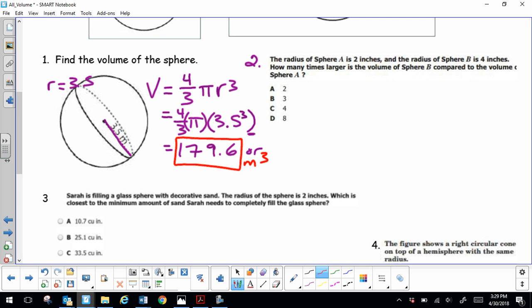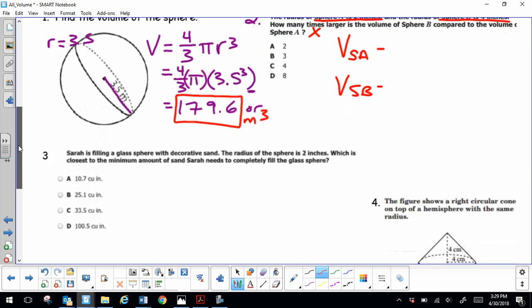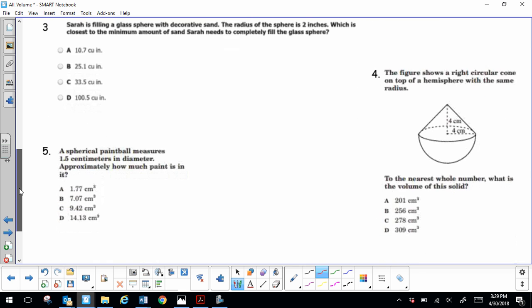All right, so for number 2, it says the radius of sphere A is 2 inches, the radius of sphere B is 4 inches. How many times larger is the volume of B compared to the volume of A? So if I were you, I would find the volume of sphere A and then the volume of sphere B, and you're going to do some comparison of those two. And you're going to see maybe how much you had to multiply one of them by in order to get to the other one. It should wash itself out pretty easily. So go ahead and try those. And then let me see if there's anything else.